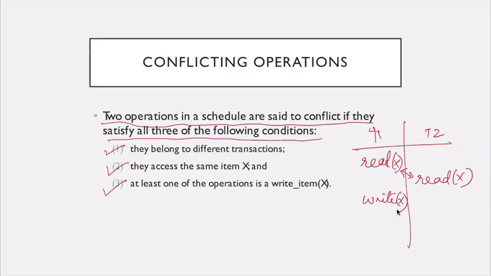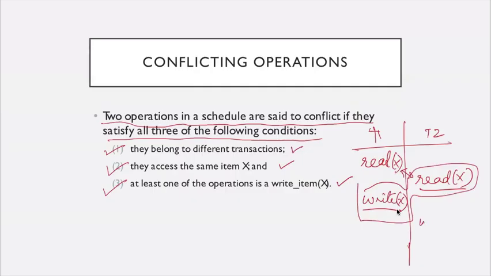But if I have something like this here, write X, and now we consider these two operations, they belong to two different transactions, so the first condition is satisfied. They read or write the same data item. Yes, X. Now one of them is a write. So these two operations are now said to be conflicting operations. This is known as a read-write conflict.